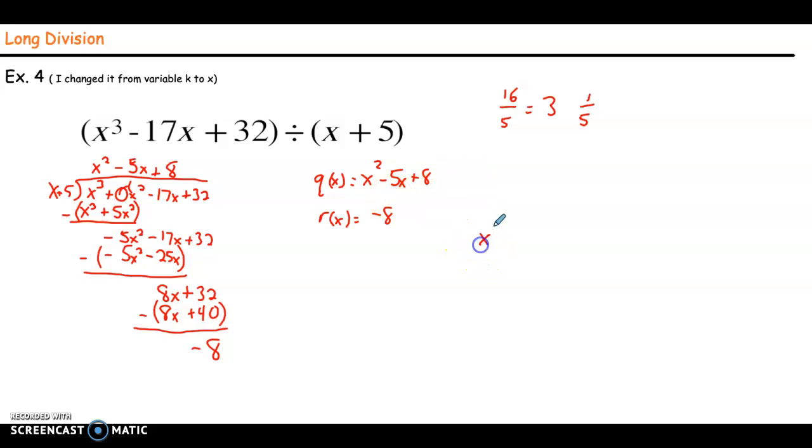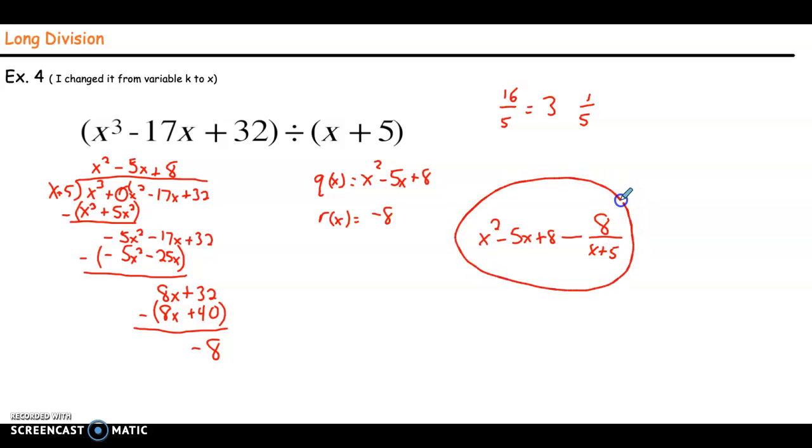So our answer, x squared minus 5x plus 8. Our remainder was a negative 8, so I'm going to go minus. Back to that number example. Our remainder was 1. 16 divided by 5, it's got a remainder of 1. So I'm going to put this remainder in the numerator over 5, what we divided by. We divided by x plus 5. So I'm going to take that remainder of the negative 8 and put it over x plus 5. Okay, this is another way to write your answer. This is what you're going to see on the answer key. So there you go. All right, that's long division.